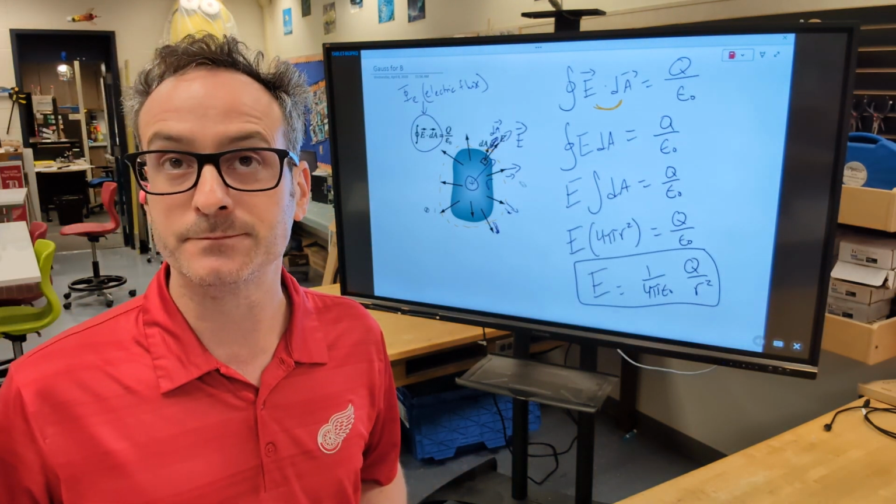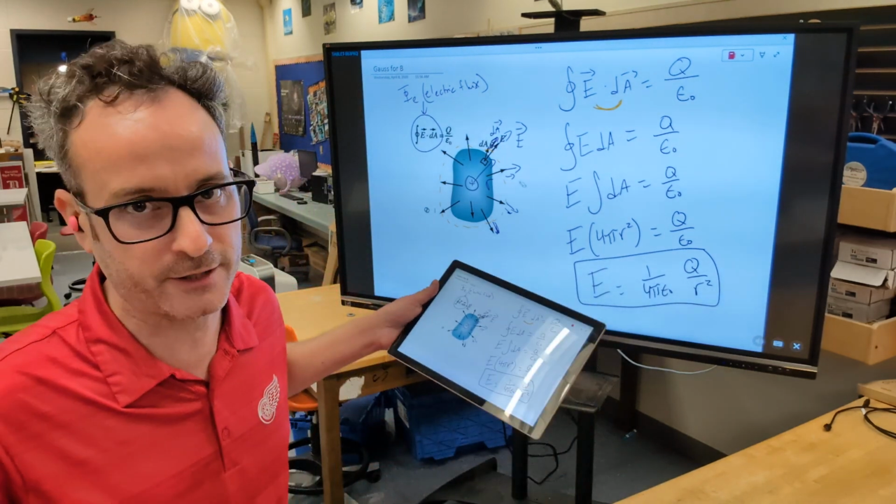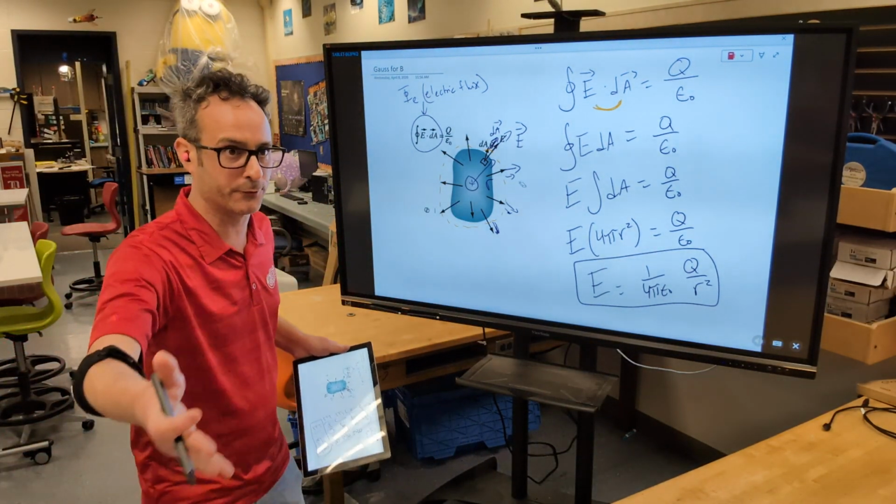That's called the permittivity of free space. Again, that's essentially how easily an electric field will move through empty space. Okay.